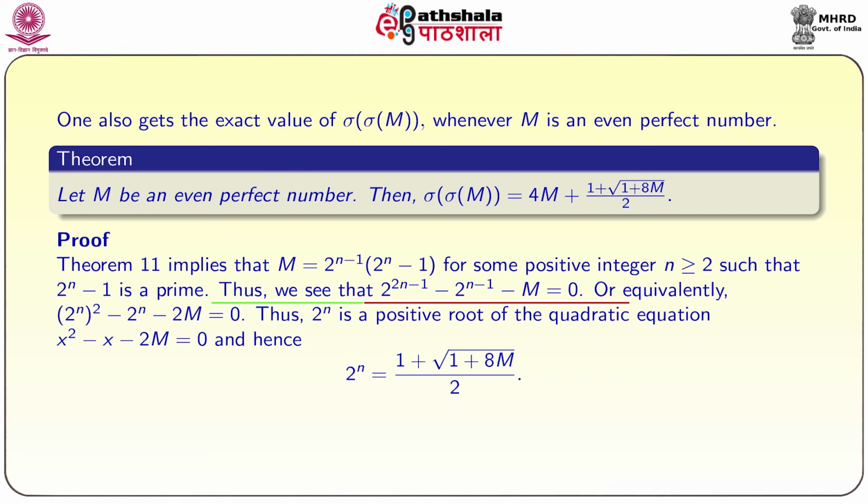Thus, we see that 2^(2n-1) - 2^(n-1) - m is equal to 0, or equivalently (2^n)^2 - 2^n - 2m is equal to 0. Thus, 2^n is a root of the quadratic equation x^2 - x - 2m = 0. Hence, we get 2^n is equal to (1 + square root of (1 + 8m))/2.